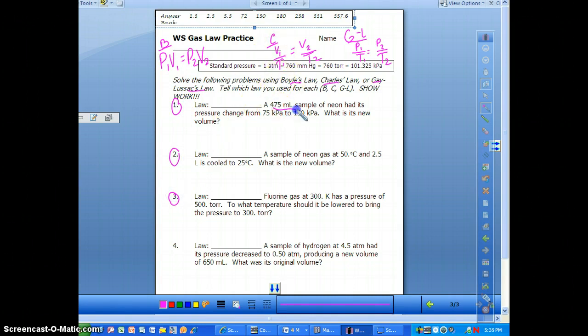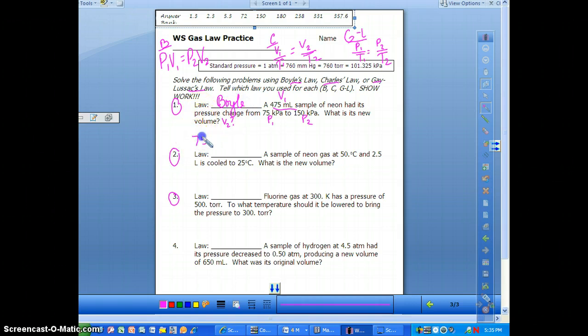So you go through just like before, find a number, label it. Milliliters is a volume. First one we come to, we'll call it V1. Its pressure changed from 75 kilopascals to 150. So we've got P1 and P2. New volume means we're solving for V2. Since we have pressures and volumes, we can see that Boyle's law is going to be the one we use. And then we just plug our numbers in.